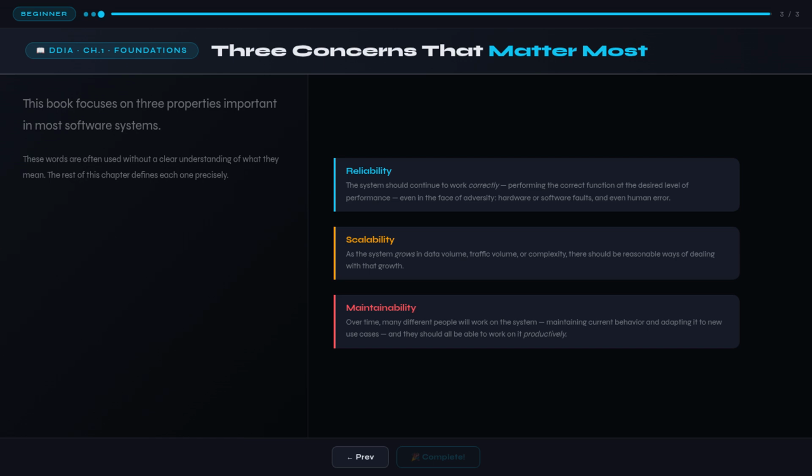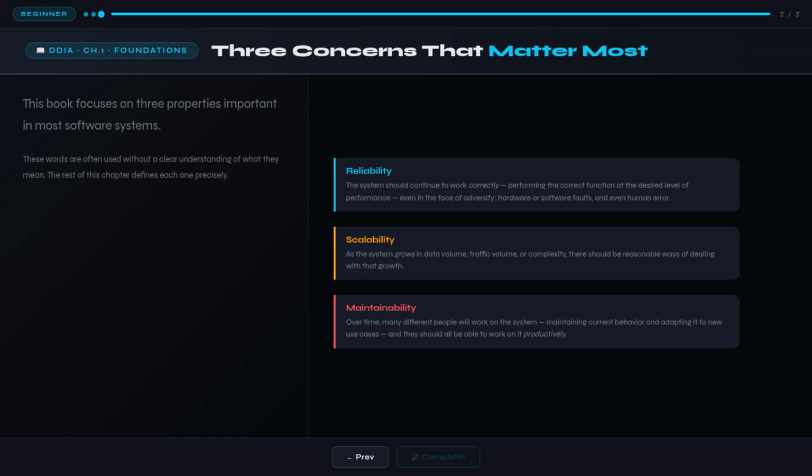The third is maintainability. Over time, many different people will work on the system, maintaining current behavior, adapting it to new use cases, fixing bugs, investigating failures, adding features. All of them should be able to do that work productively. Not just the person who built it originally.